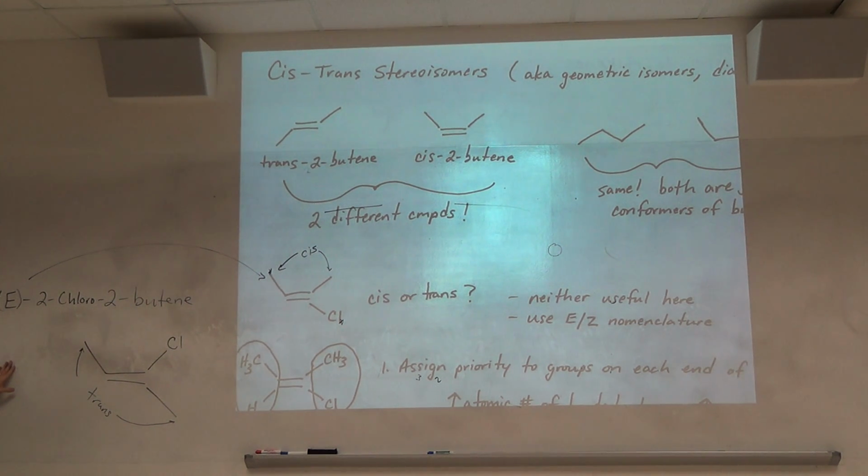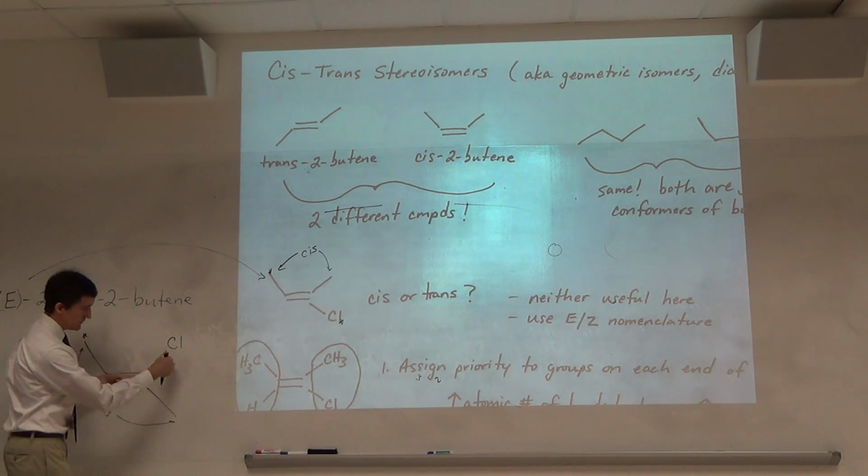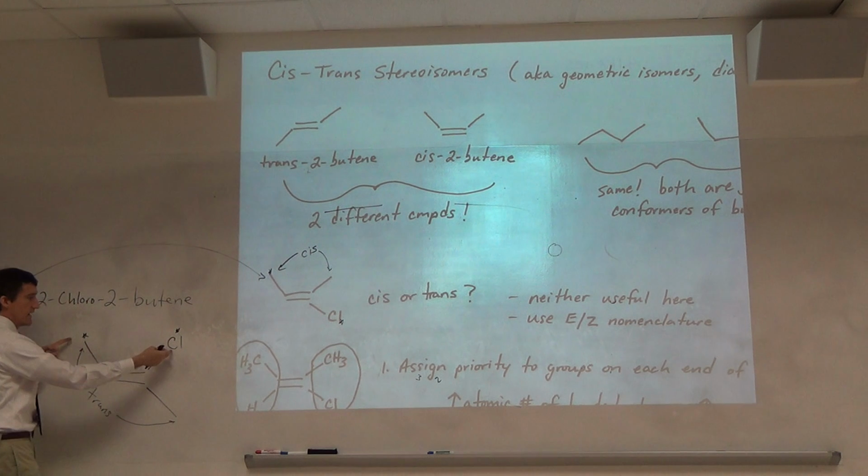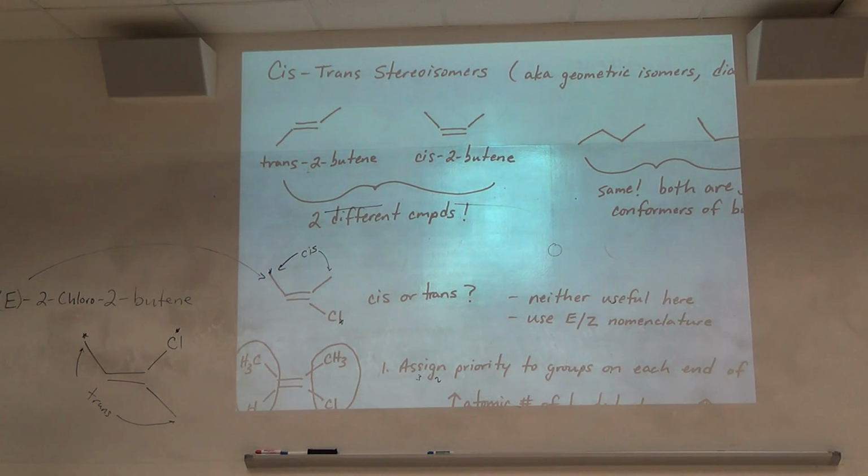Now, what's the high priority group here? On this carbon, carbon or H? Carbon. How about over here? Chlorine or carbon? They're on the same side. What do you call that? That gets a Z. Same exact name. E and Z are stereoisomers. They just have different stereochemical descriptors. How do you remember Z? Well, the high priority groups are on the same side.